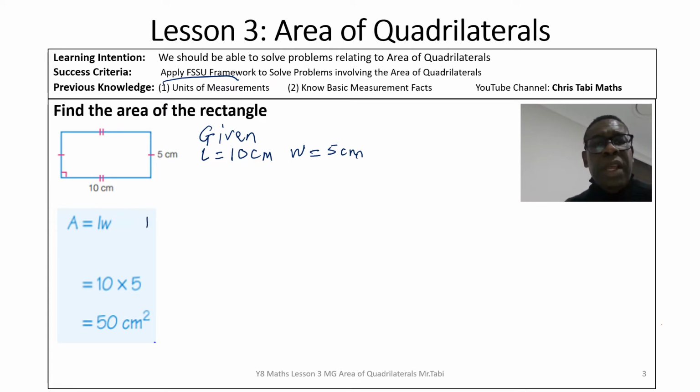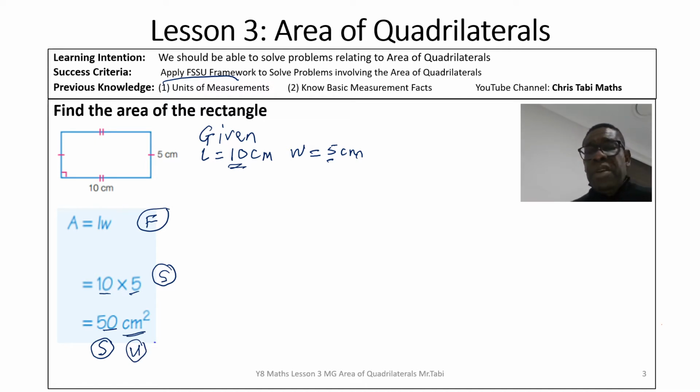So our formula is L times W, that's the formula, and then the substitution where L is replaced with 10 and the W is replaced with 5. So you have 10 times 5, which is 50. So the 50 is our simplification and the cm cube is our units.